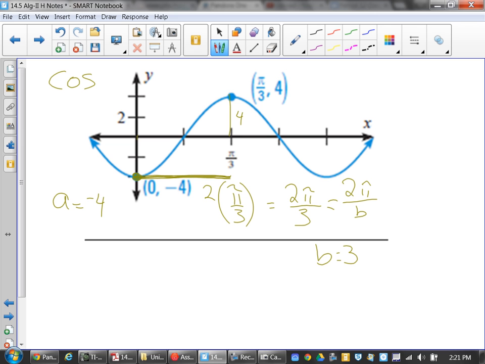So you have an a value, you have your b value, and we knew there was no vertical shift because your 4 and negative 4 are the same distance from that line of symmetry. So you're done. Your equation is y equals negative 4 cosine 3x.